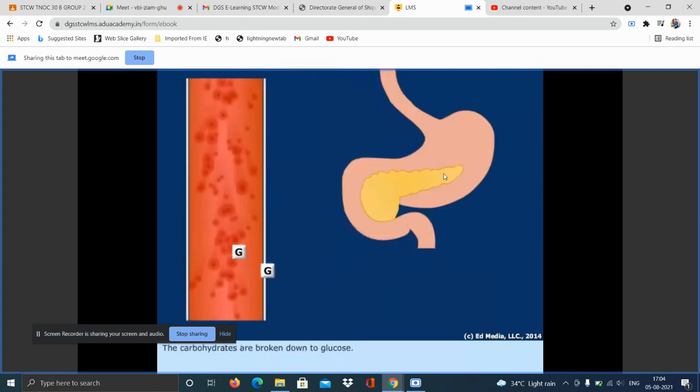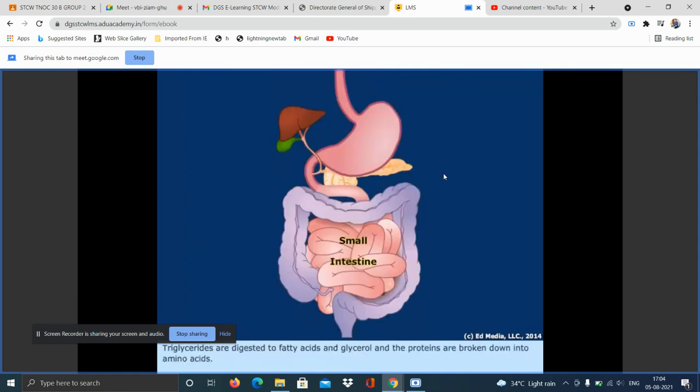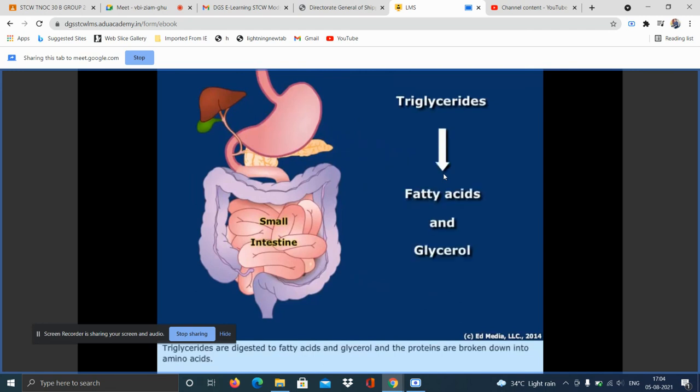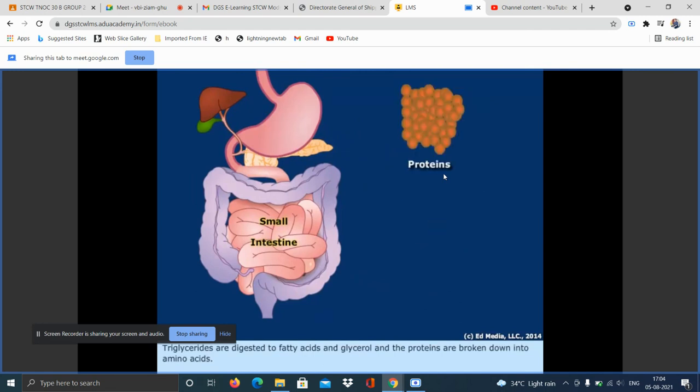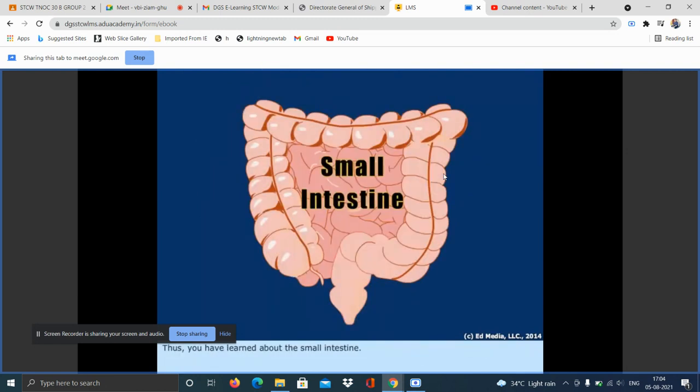The carbohydrates are broken down to glucose. Triglycerides are digested to fatty acids and glycerol, and the proteins are broken down into amino acids. Thus you have learned about the small intestine.